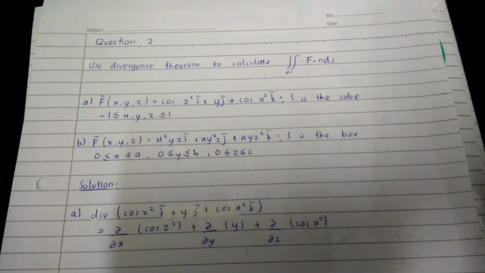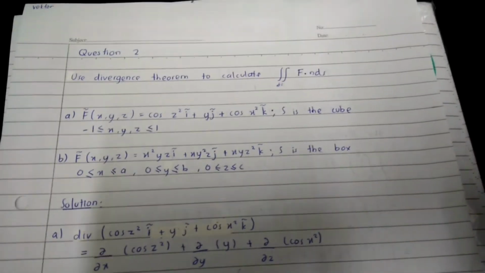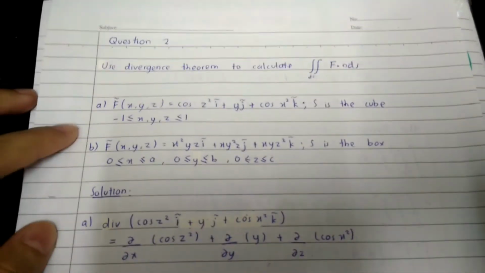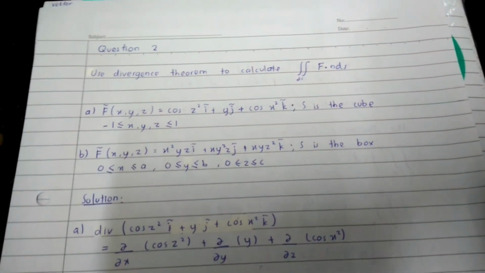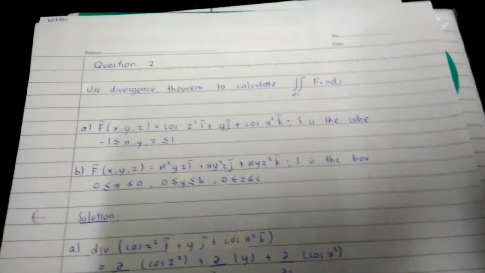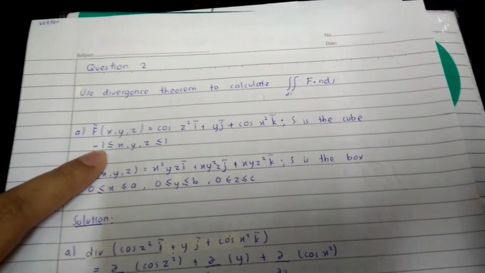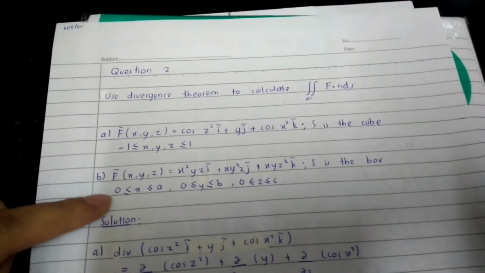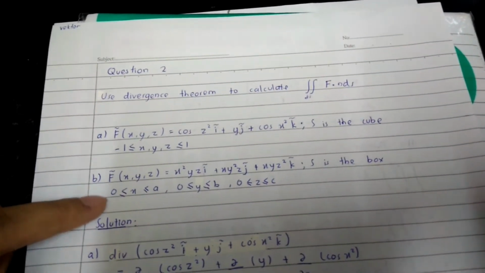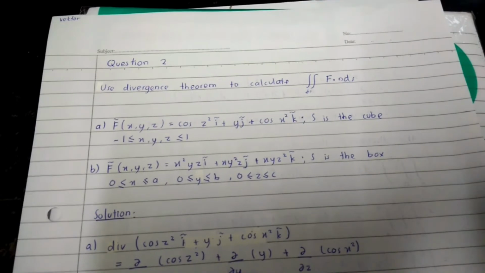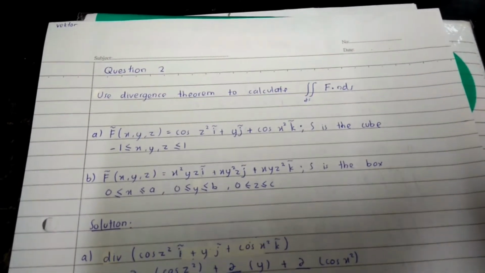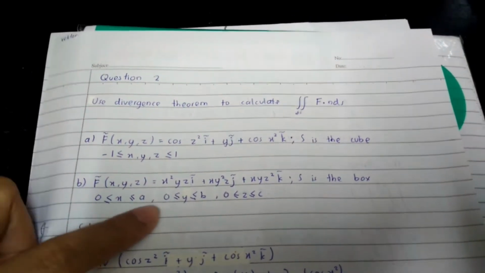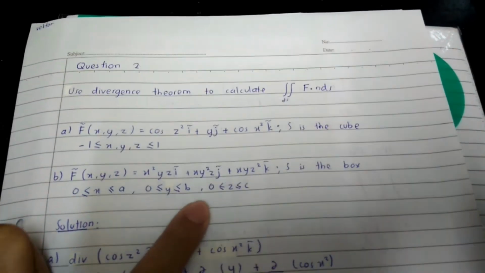Today I'm going to explain about question 2. So the question is, use the divergence theorem to calculate the double integral of F dot n dS. For A, F(x, y, z) equals cos z squared i plus y j plus cos x squared k. S is the cube, so the range is -1 to 1 for x, y, z. For B, the question is F(x, y, z) equals x squared yz i plus x y squared z j plus xy z squared k. S is the box, so the range for x is 0 to a, the range for y is 0 to b, the range for z is 0 to c.